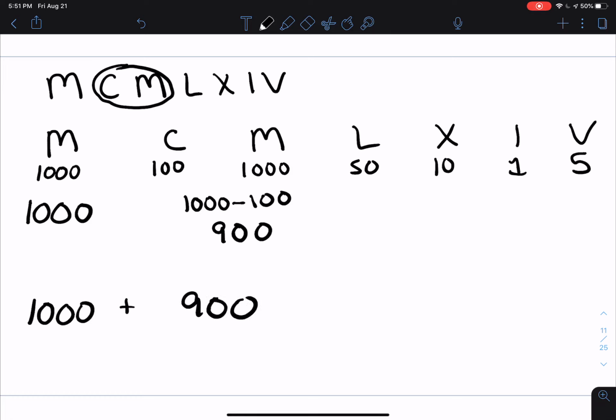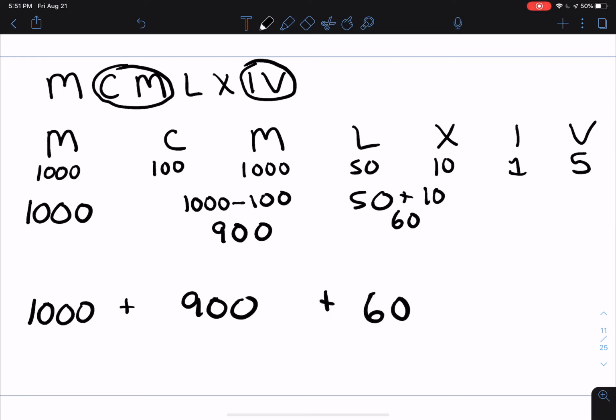Then for the next ones, we have an L, an X, an I. So those are going down, 50, 10, 1. But then we have a V, which is 5. So suddenly we went up. As soon as we go from a smaller to a larger, we know that those two have to be subtracted. So the 50 and the 10 can be added, and that'll give us 60. But the 5 and the 1 have to be subtracted, which is going to give us 4. And then we add all those up, and we get 1,964. Or 1964.